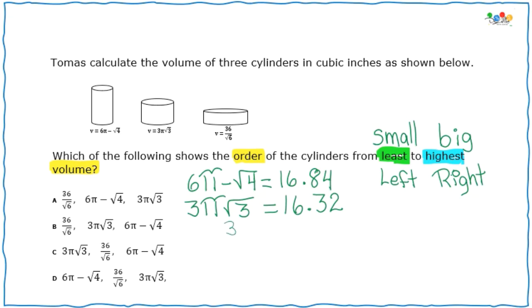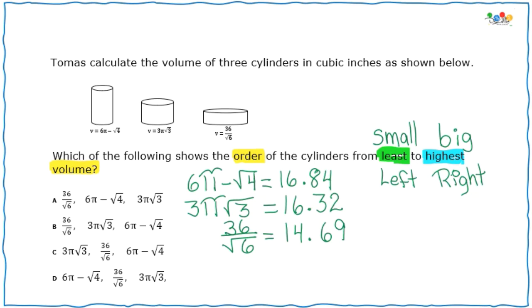The last one says 36 over square root of 6. That's the same thing they're saying, 36 divided by square root of 6. If you put that in the calculator, you're going to get an approximation of, and of course, we're just getting approximations, 14.69.